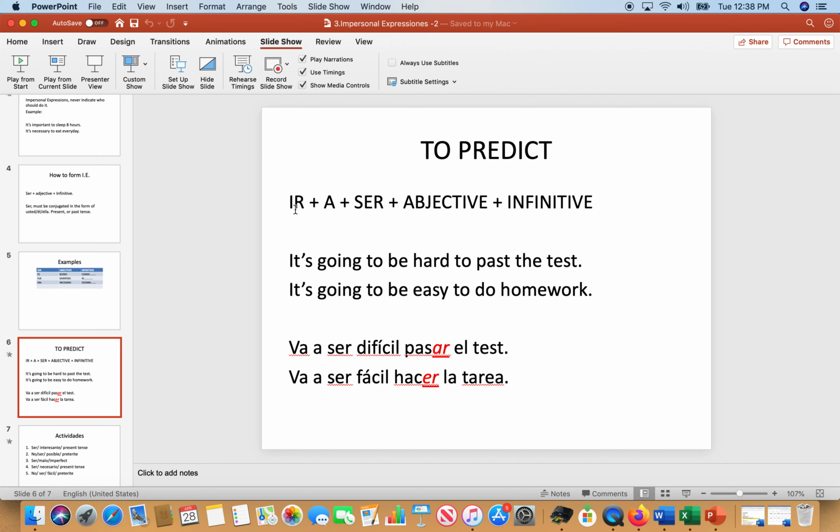You conjugate ir, but you do not conjugate ser. This ser cannot be conjugated. Remember, after preposition a, you never, ever, ever can conjugate any verb. You conjugate ir, but you do not conjugate ser, okay? "Va a ser difícil pasar el test" o "va a ser fácil hacer la tarea." You're predicting about something in the future, not in the past, okay?